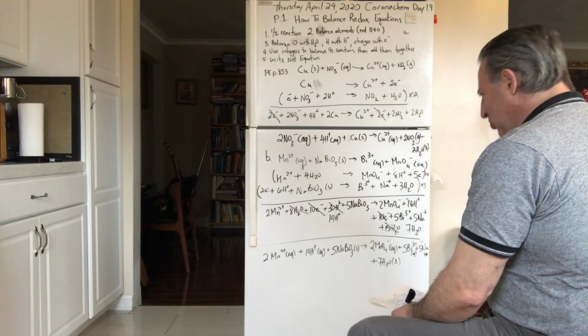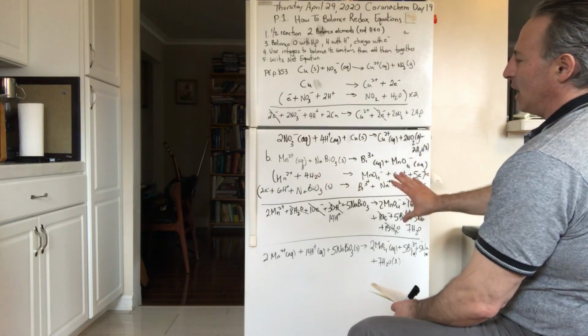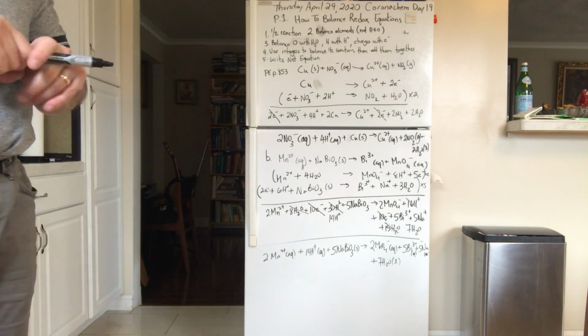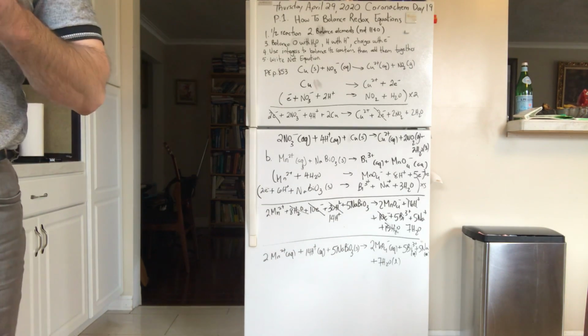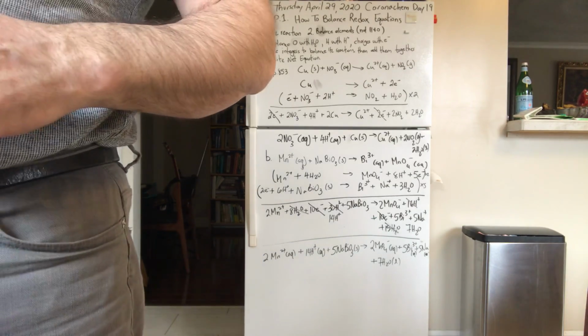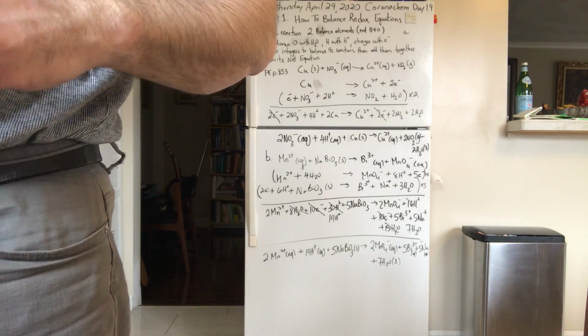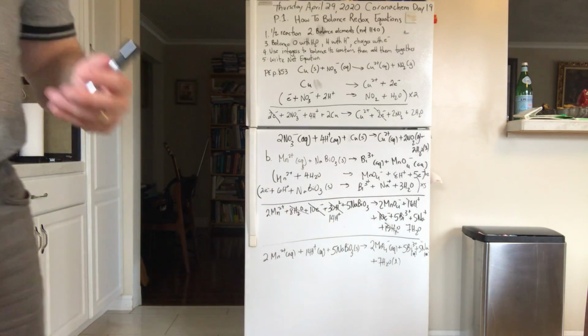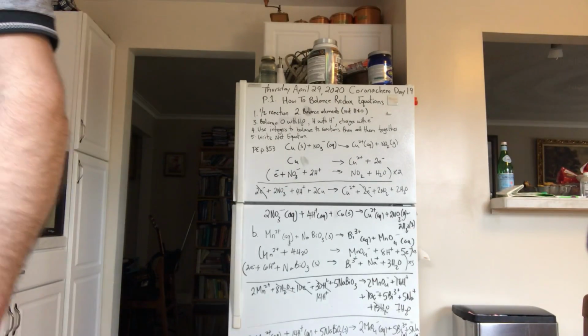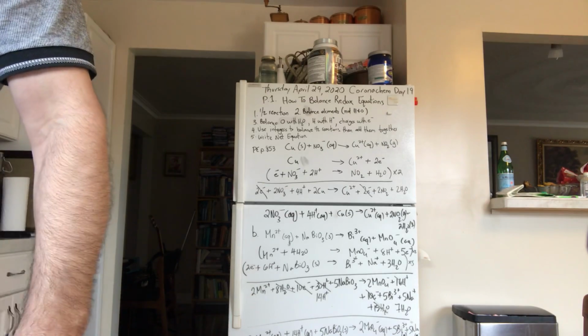Now, both of these have been balanced using acidic solution. Sometimes, though, you will be asked to balance an equation using basic solution. So when that happens, you balance the equation the same way as you normally do, but then what you do is you add hydroxide to the hydrogens to create water, conceptually, of course, and then you'll have it balanced in hydroxide.